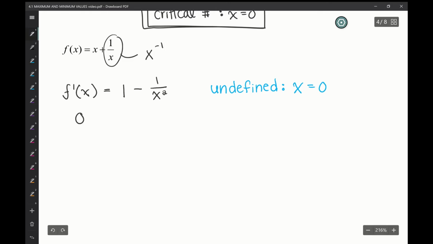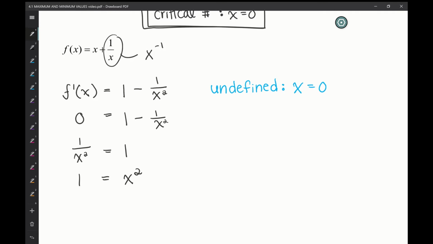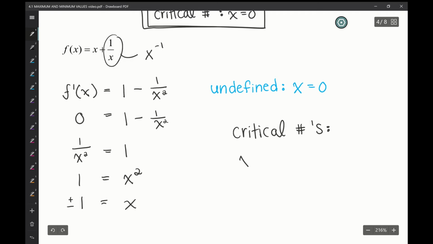Now we'll look for where f prime of x is equal to 0. So we need to set this equal to 0 and then solve for x. So we have that 1 over x squared is equal to 1, by adding 1 over x squared to both sides. Then we can multiply both sides by x squared. So we have 1 is equal to x squared. Then we need to take the square root of both sides. So we get that x is equal to positive or negative 1. So combining where our derivative is undefined and where it's equal to 0, we get that our critical numbers are x equals -1, 0, and +1.